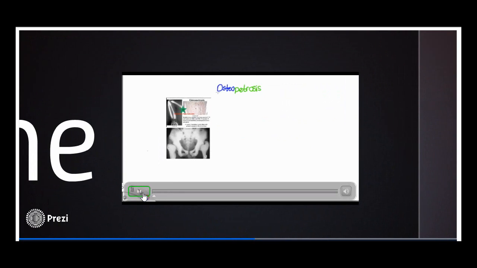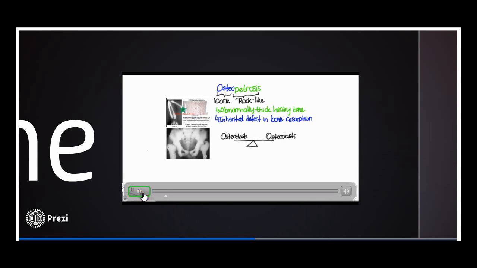Alright, let's talk about osteopetrosis. Osteo means bone, petrosis refers to rock-like. So this is a disorder in which you have abnormally thick, heavy bones. It's an inherited defect in bone resorption. Now, if you remember, bone formation is a balance between osteoblasts, which lay down bone, and osteoclasts, which resorb bone. This balance is constantly occurring throughout life so that you're always laying down some bone and always resorbing some bone. Now, a defect in bone resorption, in which you're constantly laying down bone but can't resorb it, results in an abnormally thick and heavy bone.